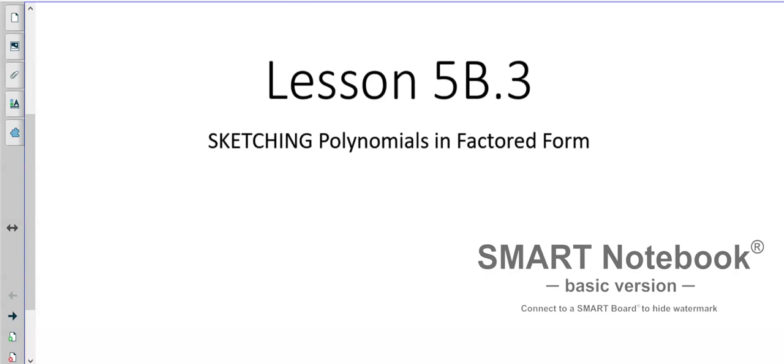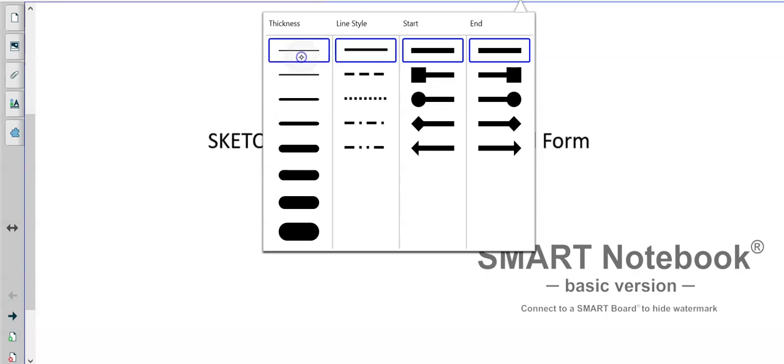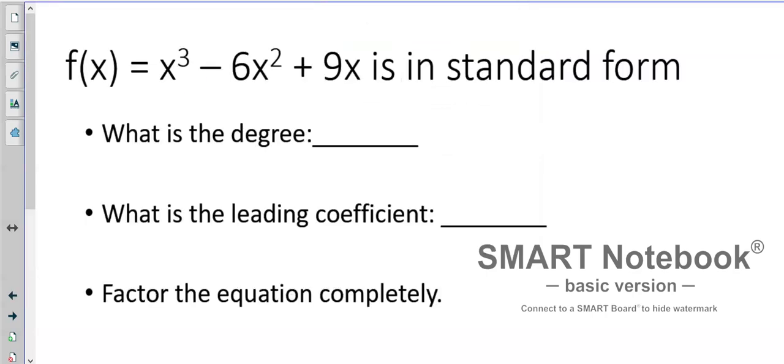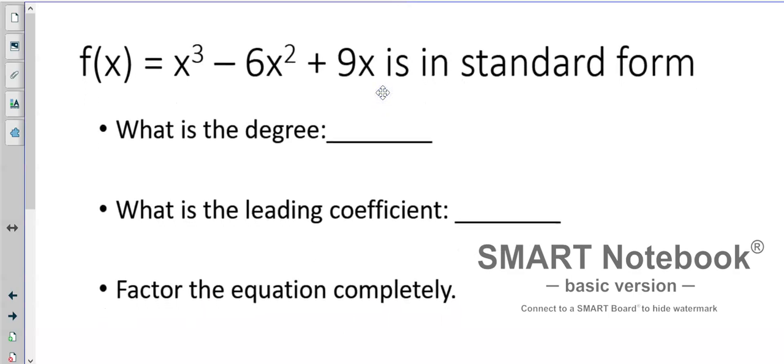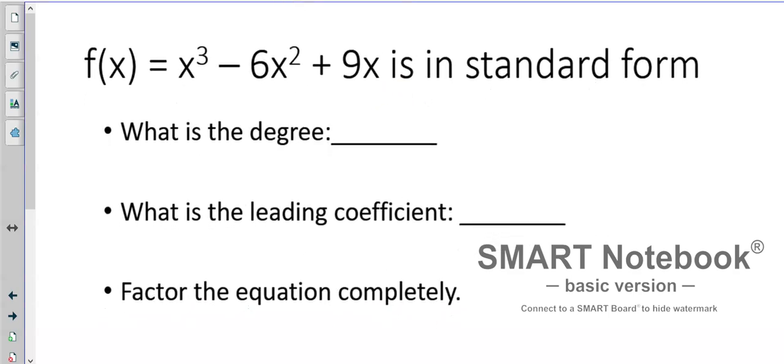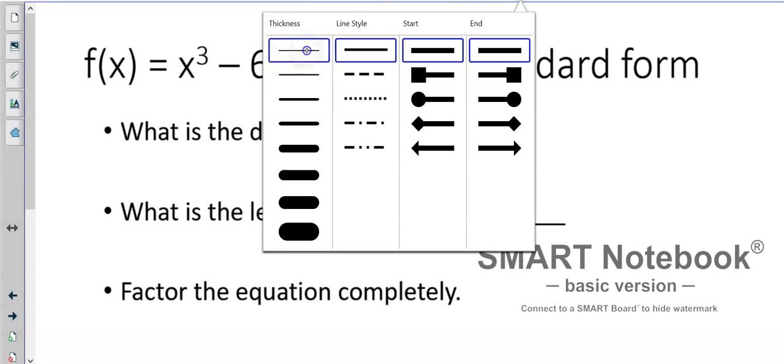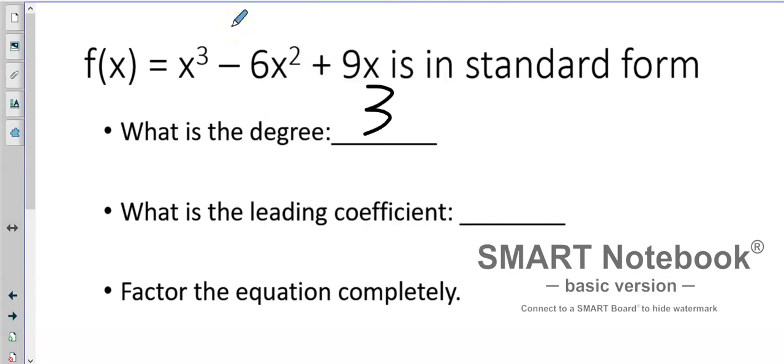All right, day 3. Now we're going to be sketching polynomials in factored form. So we have x cubed minus 6x squared plus 9x in standard form. What degree is it? Okay, the degree is 3. The degree is the exponent. What is the lead coefficient? Positive 1. Now we're going to factor it.